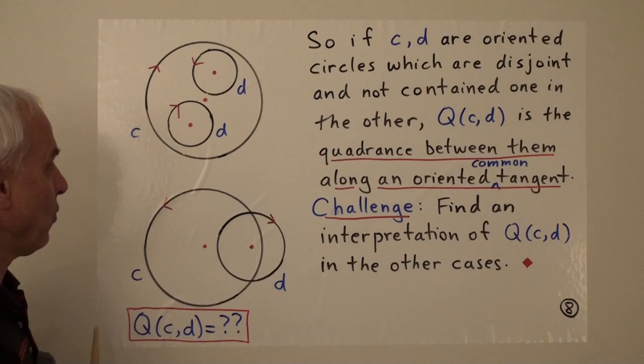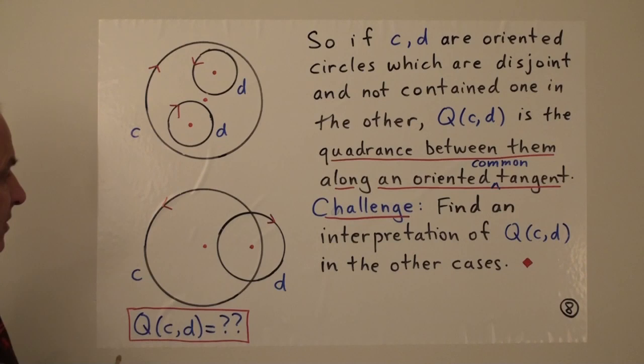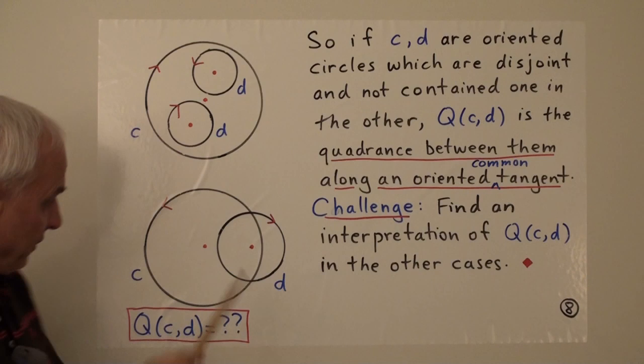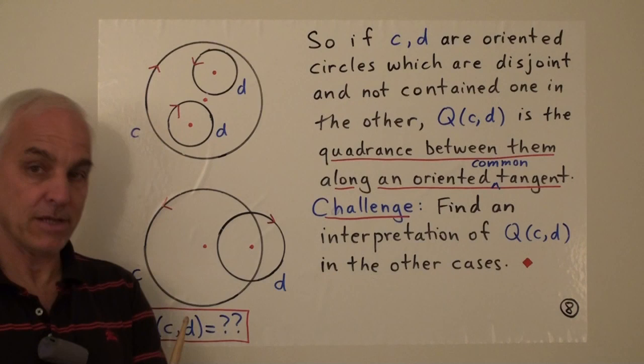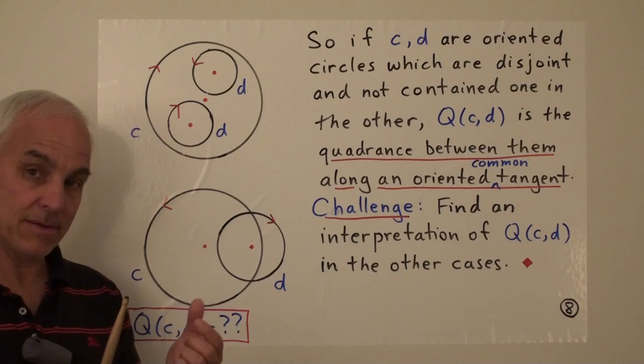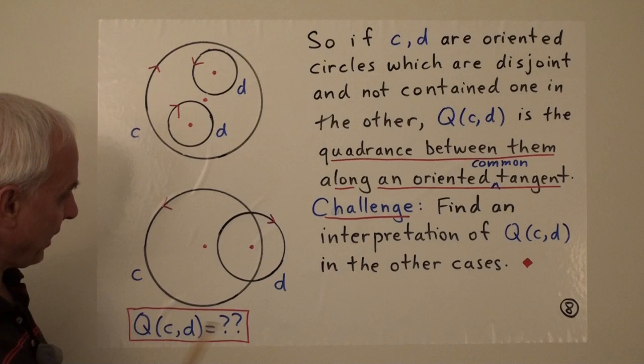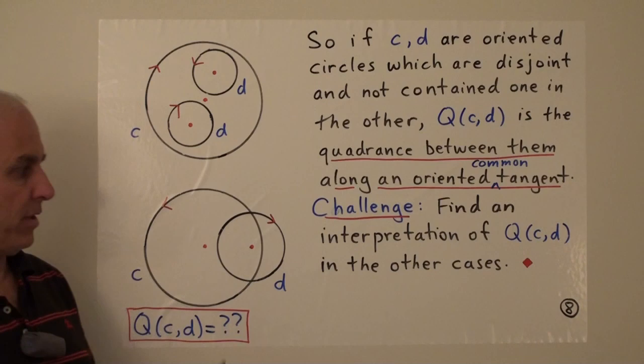What does this number measure in this kind of context? Or in this kind of context, where you have one circle and another one intersecting, if the two circles happen to be in the same orientation, then you can talk about a common tangent that's oriented, and you recover the idea that we had before. But if they're in different directions like this, then again it's a question, what does this number Q of CD actually measure geometrically? That's something that you might like to think about.